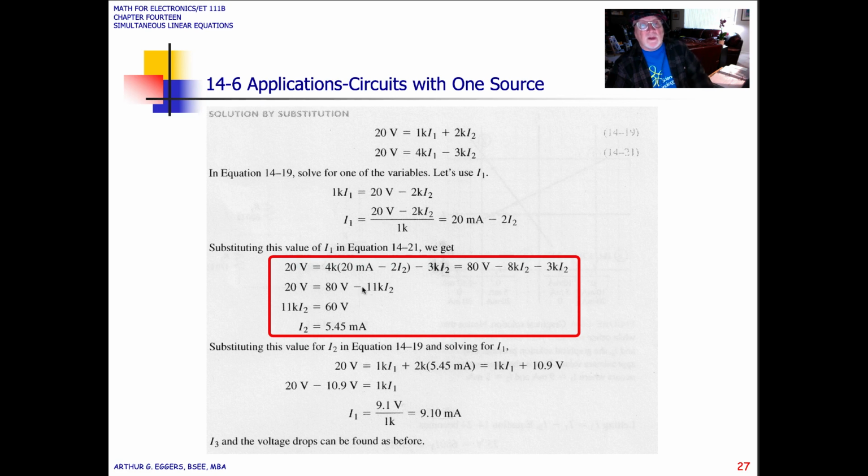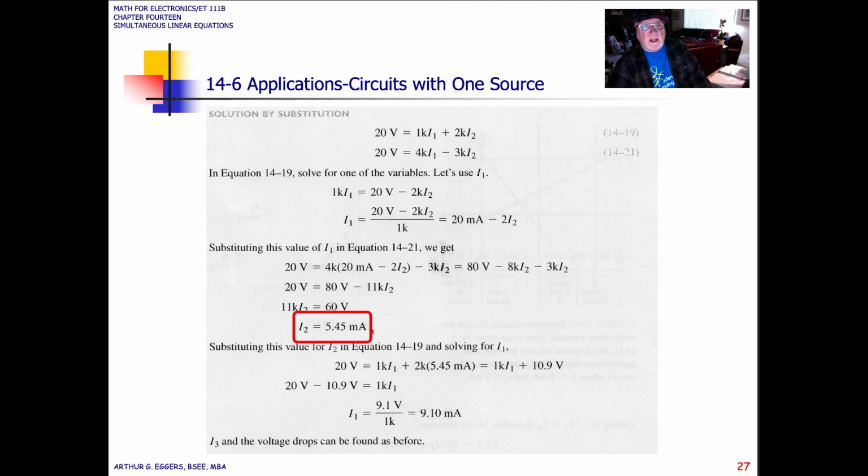Now all we did was move our values from one side of the equation to the other. When we move 20 to this side, we get 60. When we move the 11k I2 to the other side, we get both positive values. So we're set up so that we have I2 that can be divided by 11k into 60 volts. So I2 is isolated, and we end up with 5.45 milliamps.